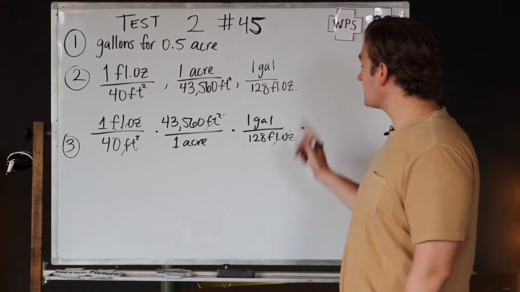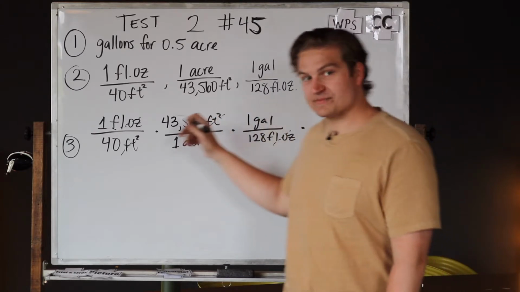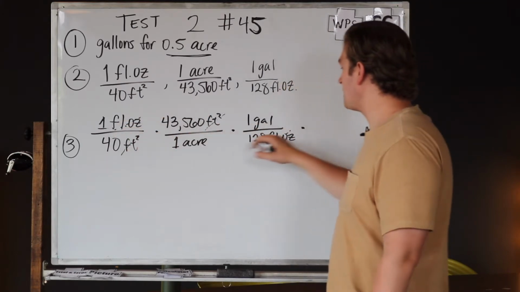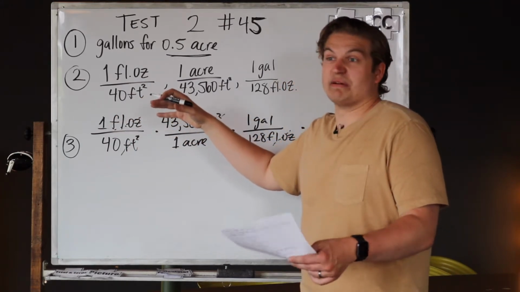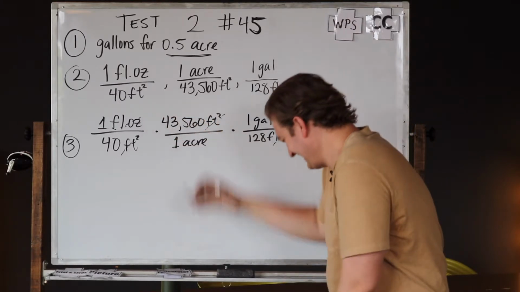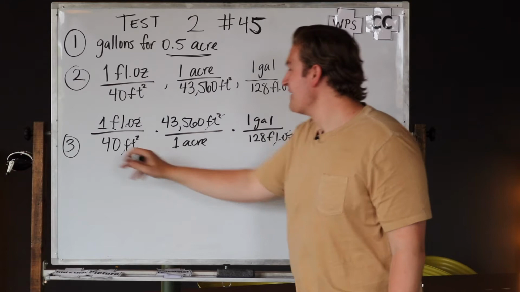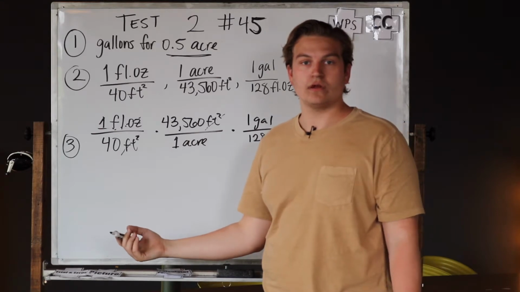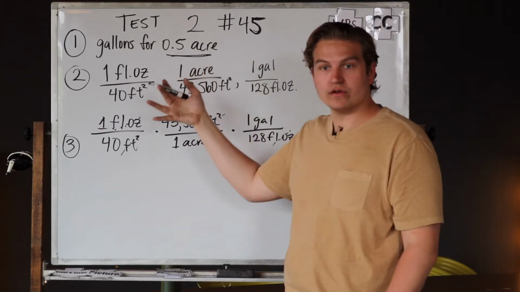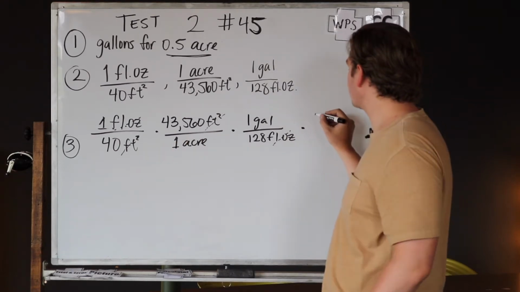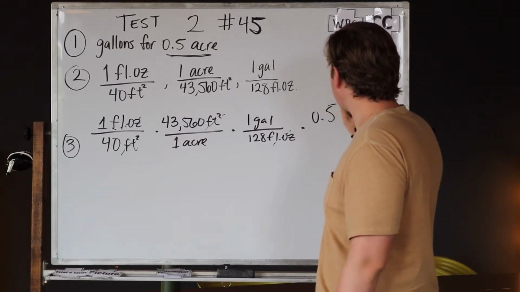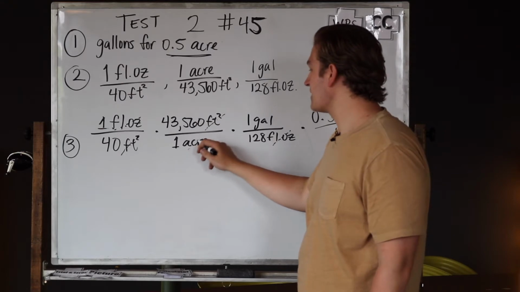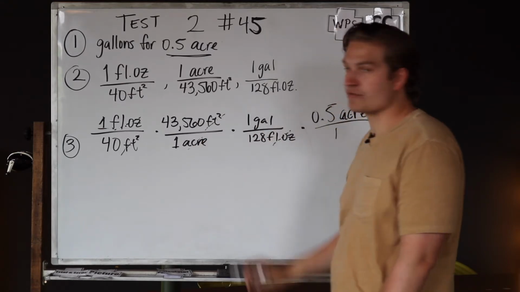And how do we get rid of acres? We say to ourselves, oh yeah, what did they ask me about? They asked me about how many gallons it takes for a half an acre. So if this is the rate, if this is how many gallons per acre are needed, we need to multiply it by the number of acres we have, and that'll give us how many gallons we need. So I'm actually just going to go ahead and multiply this by 0.5 acres over 1. And now what do you know? The acres cancel here, the acres cancel here, and all that we're going to be left with is gallons.